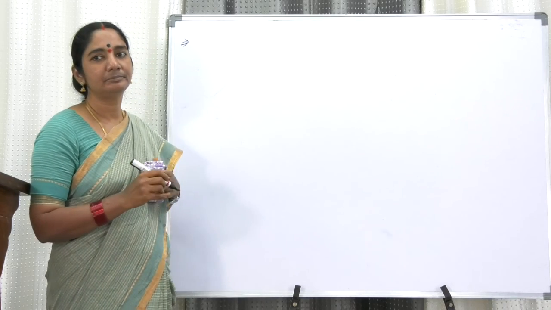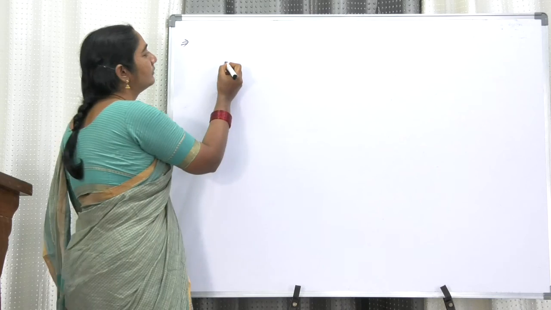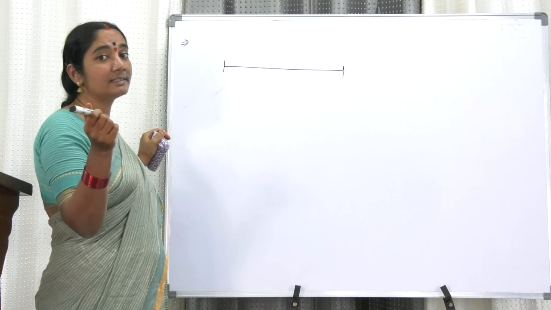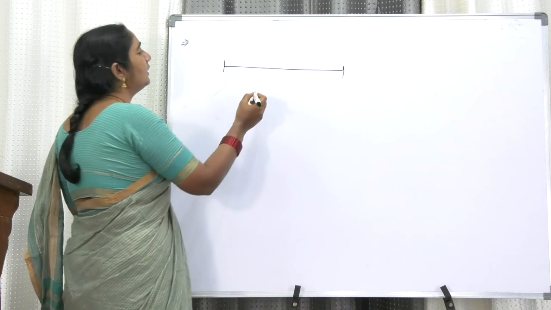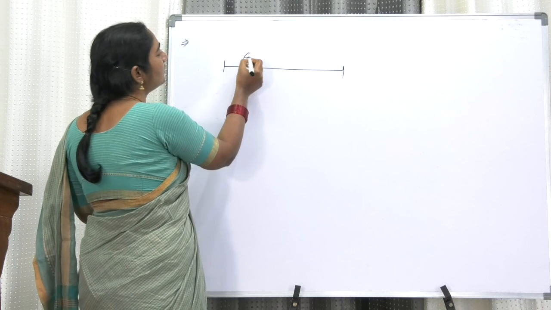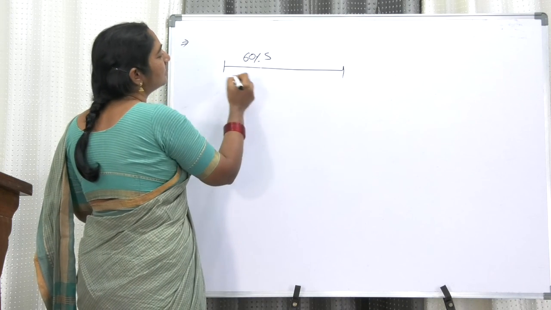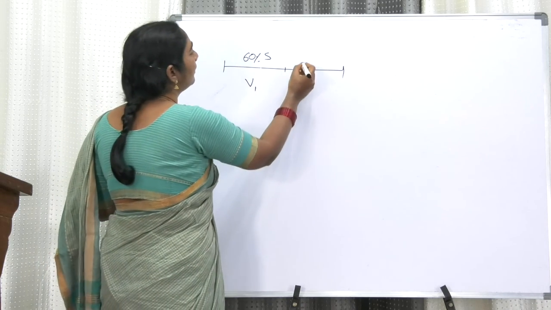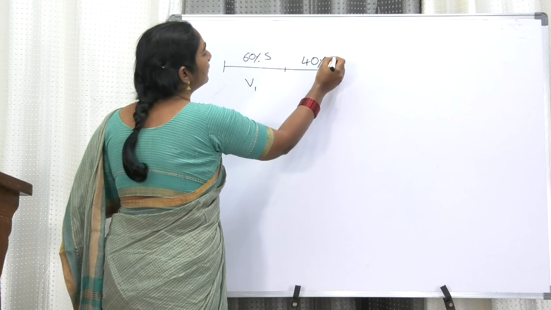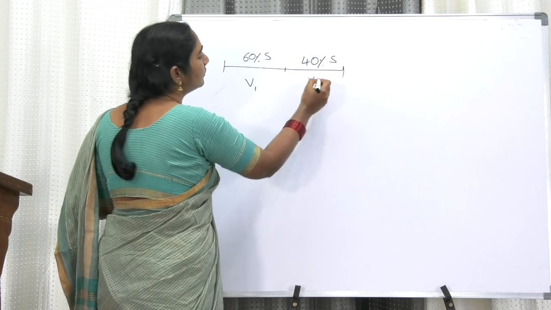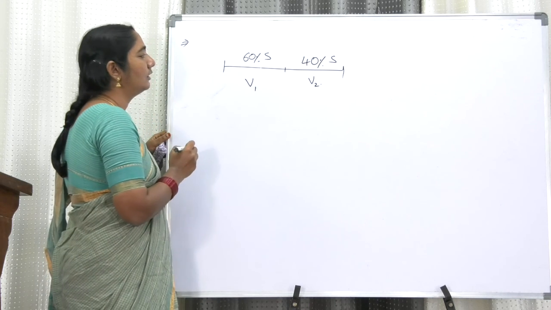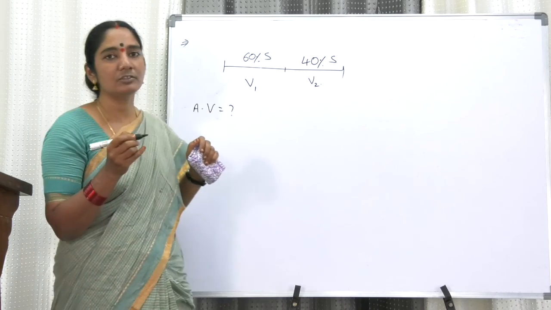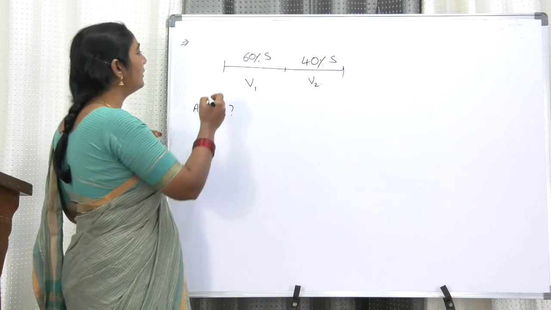Alright. If a body covers 60% of its distance with a velocity v1, here we are listening to a new word called percentage. If a body covers 60% of the distance with velocity v1, and the next 40% of the distance with a velocity v2, then derive a formula to find the average velocity of the body. Okay, now we have to derive the formula for the average velocity for the complete trip.